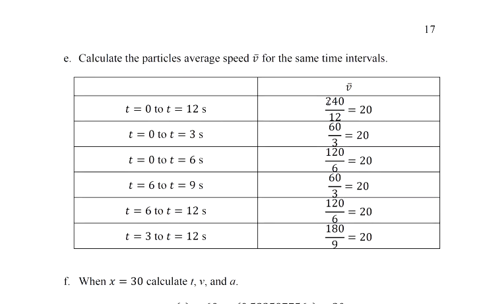It takes 12 seconds to go all the way to the left and all the way to the right. So that's 60 plus 60 plus 60 plus 60. It takes 3 seconds just to travel 60. It takes 6 seconds to go from plus 60 to minus 60, which is 120 centimeters.